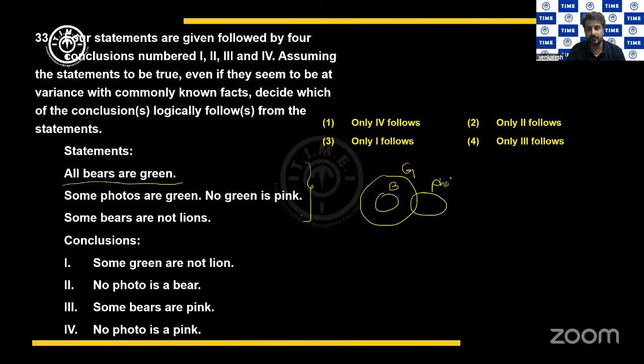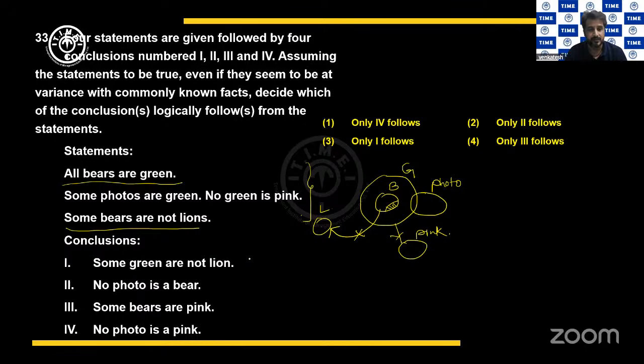Okay, let me write completely photo. No green is a pink. So green to pink, there should not be any relation. Next. Some bears are not lions. So lions will be here. Now here, how to mark means this way. This way you can mark. It means complete B cannot go inside the L. It means at least some part of B should be outside the L to satisfy this condition. Some B are not L. To satisfy that, at least some part should be outside.